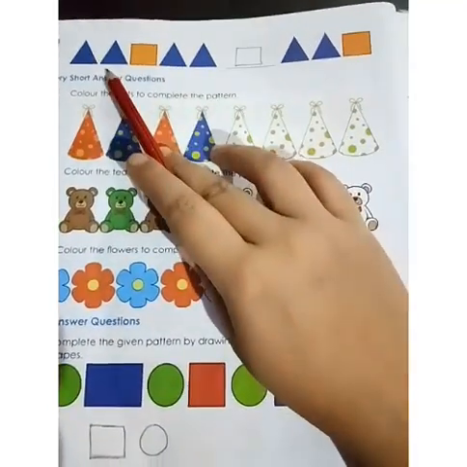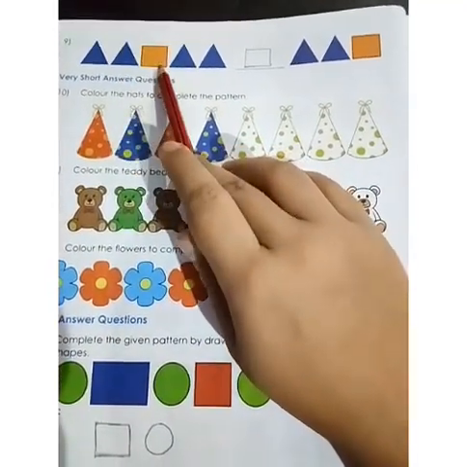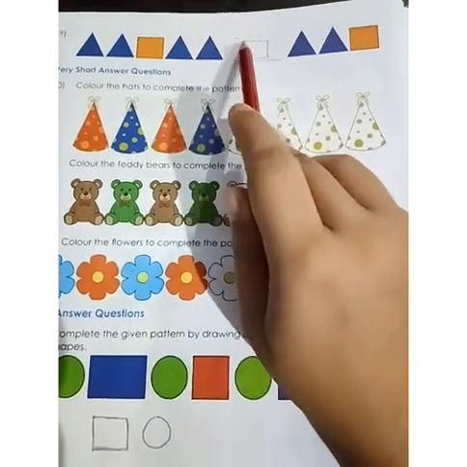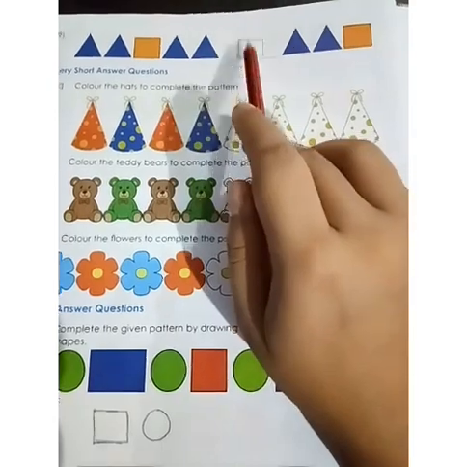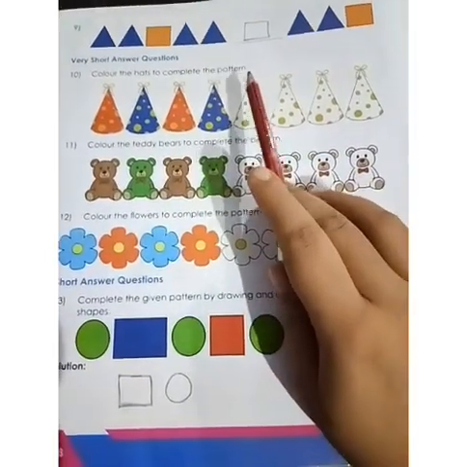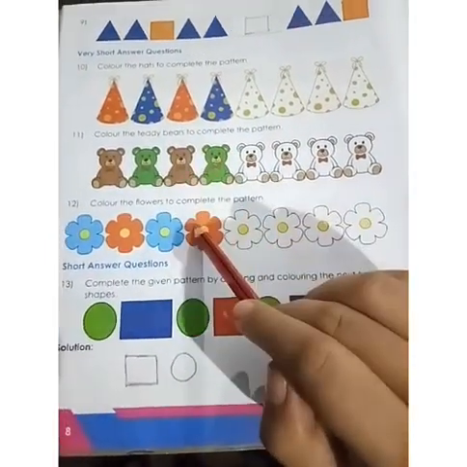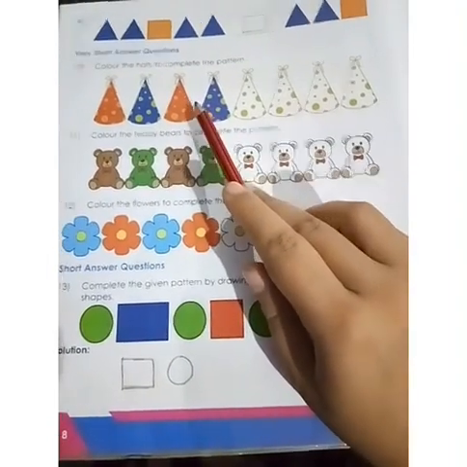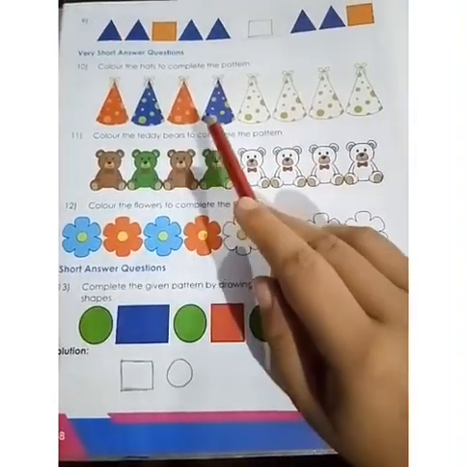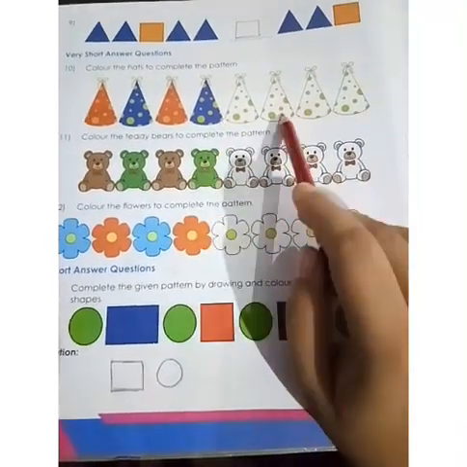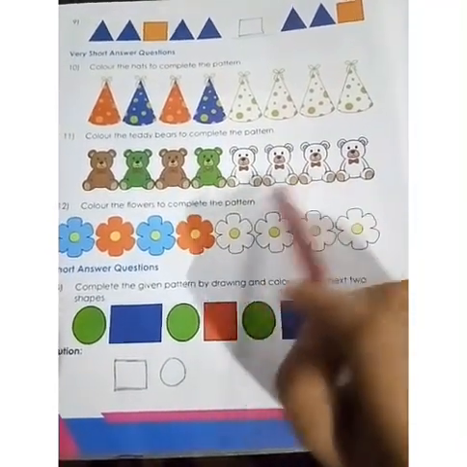Similarly, question number 9: it is 2 triangles, 1 square, 2 triangles, then 1 square, and you give the particular color of the square here. Similarly, for questions number 10, 11 and 12, there are pictures given here involving a birthday cap, a teddy bear and a flower. Okay, so we can give the color. We have to complete the pattern by coloring.